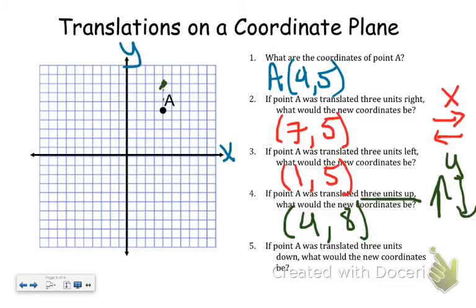Similarly, in number 5, if we translate 3 units down, we are taking away 3, or shifting down 3 units on our y-axis. So the new location for shifting down 3 units would be at 4, 2.